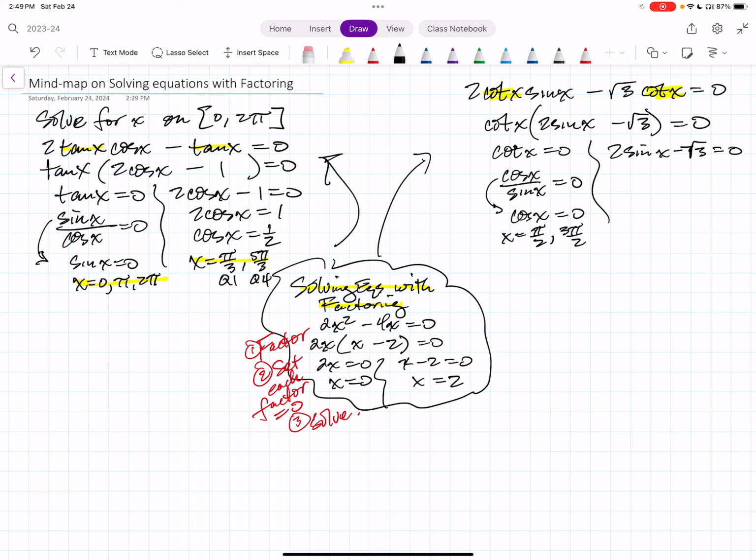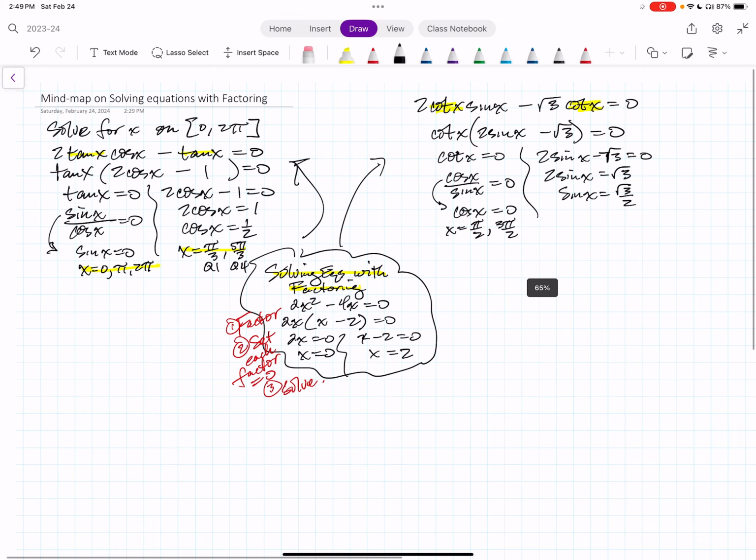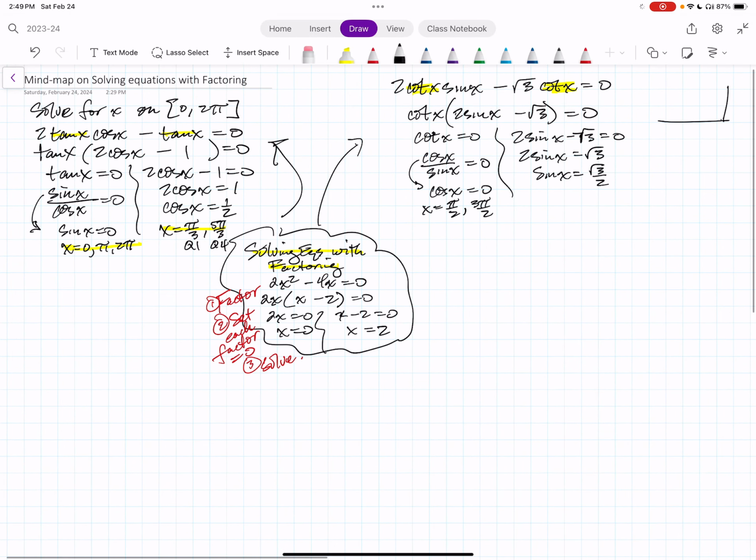Now on the other one here, we're going to isolate the sine function. Add root 3 to both sides, divide by 2, and you get sine x equals rad 3 over 2. Then you have to be thinking, what angle is that? I'm going to draw the 30, 60, 90 just to give you a visual. This is something I always do here. The sine of 60 degrees is root 3 over 2, and 60 degrees is pi thirds. So the sine of pi thirds is rad 3 over 2 using SOHCAHTOA. So we got pi thirds here.